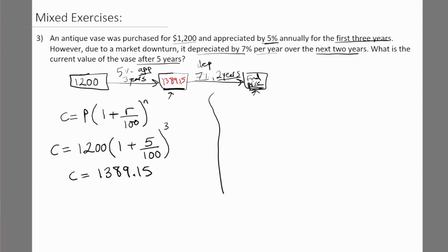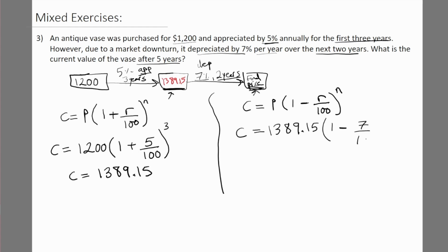So now basically we're going to go ahead and write that the current price is equal to the original one multiplied by 1, and we're going to use a minus right here because this is depreciation, to the power of n. So the current or the final price is equal to the original one, which in this case is 1,389.15, multiplied by 1 minus 7 over 100, which is the rate, to the power of 2 because this happened over 2 years. And now I'm going to go ahead and plug these numbers into my calculator.